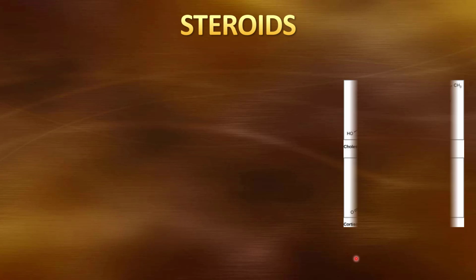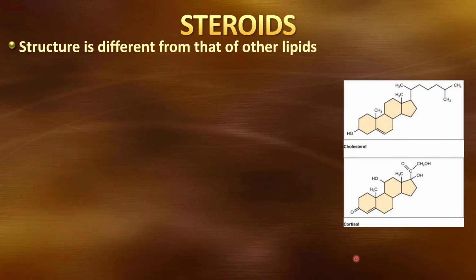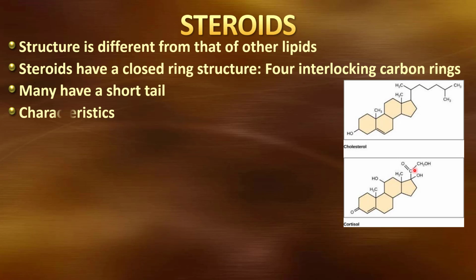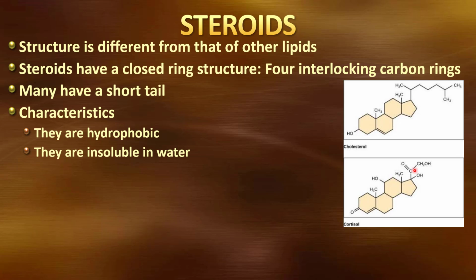Let's take a look at steroids. Steroids are different from the other lipids. They have a closed ring structure. What we see here are 4 interlocking carbon rings. So all of your steroids will start with that basic structure of those 4 interlocking rings, and then we can add other things onto it. So we see something different added right here on cholesterol than what we saw over here on cortisol. Many of them will have these short tails on them. And one of their characteristics is that, as you might imagine, since they are these large hydrocarbons, they tend to be hydrophobic, meaning they are also insoluble in water.